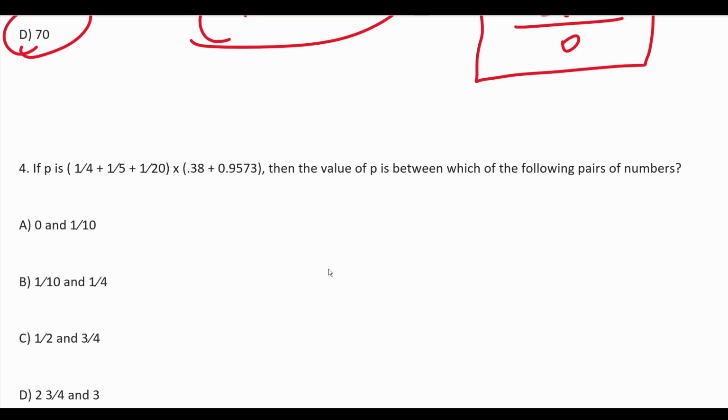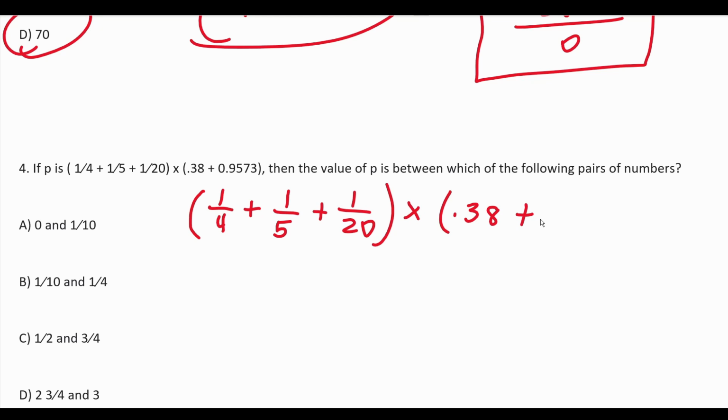All right, number 4 says if P is (1/4 plus 1/5 plus 1/20) times 0.38 plus 0.9573, then the value of P is between which of the following numbers? So not surprisingly, I'm going to start this one by copying it down. We have 1/4 plus 1/5 plus 1/20 times 0.38 plus 0.9573.